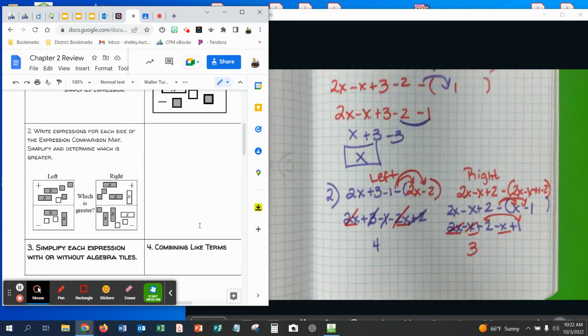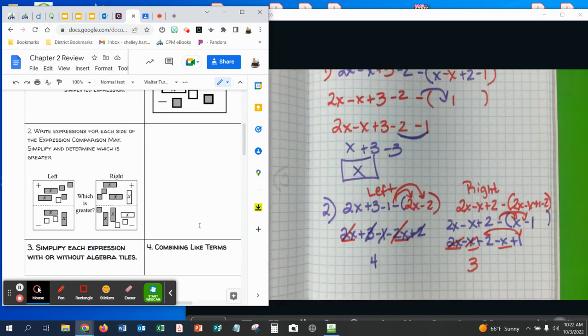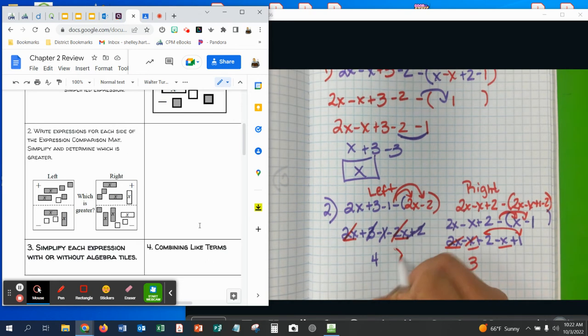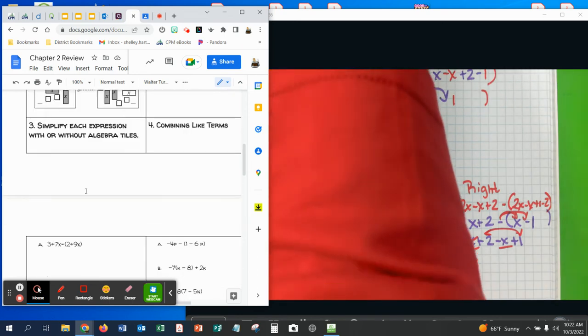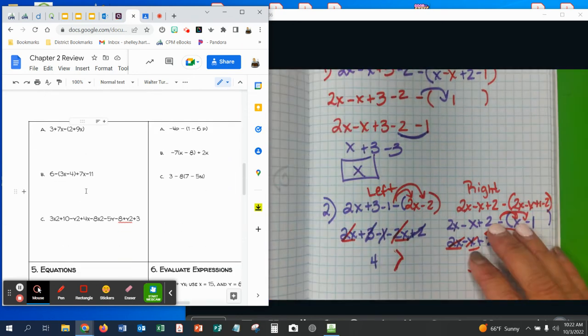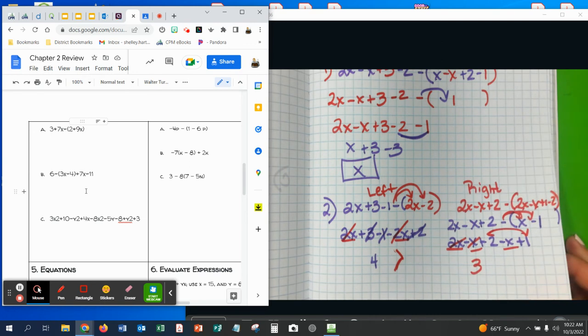Which one is greater here? 4 or 3? 4. So you are going to put that. Wonderful. Questions for me? No. Good. All right. So you are going to do, can I turn the page? Good.